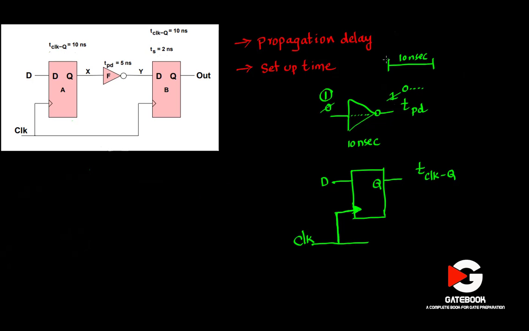That's it. Now let's talk about setup time. Setup time is a duration of time before the clock edge, here the rising edge, where your input should be stable. Just remember it. Example, if it is 2 nanosecond, at least for 2 nanosecond of time before the clock edge, your input should be stable. It should not fluctuate.